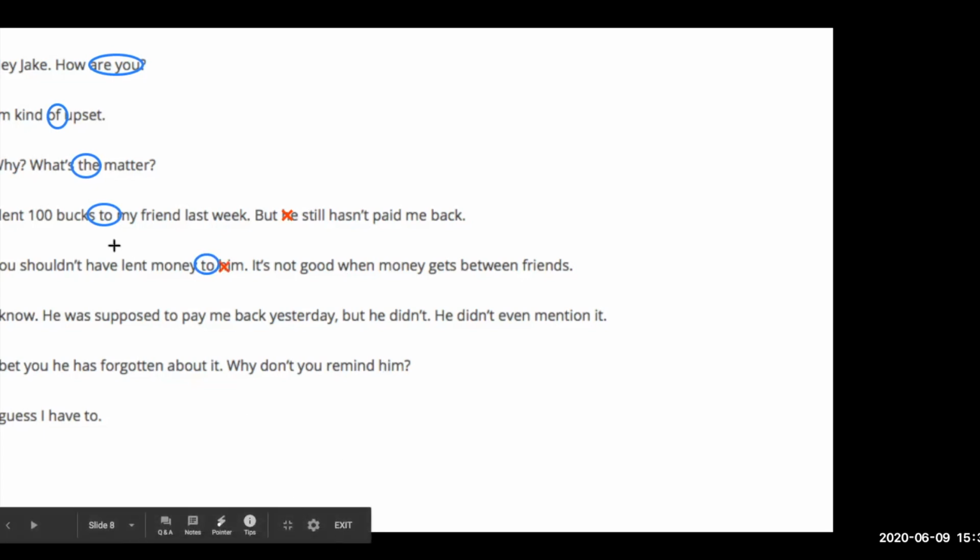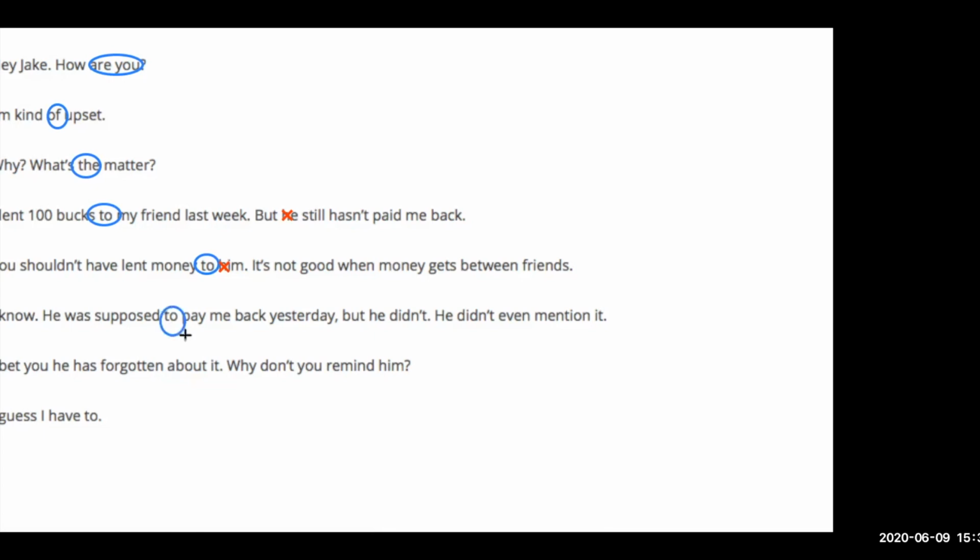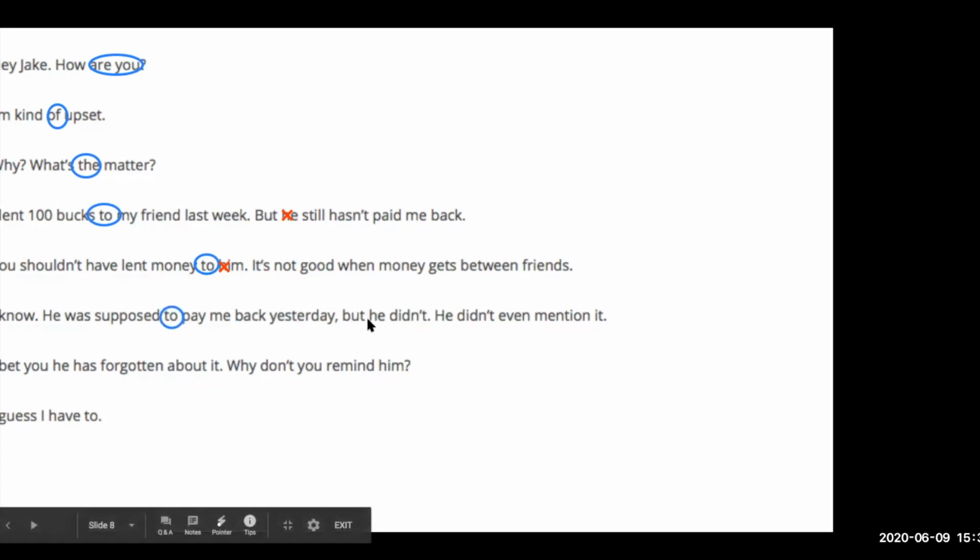It's not good when money gets between friends. I know. He was supposed to pay me back yesterday, but he didn't. He didn't even mention it. I bet he has forgotten about it. Why don't you remind him? Right? And then of course, here, get rid of that H sound. I guess I have to. Have to. Now, sometimes when you see have to together, it kind of looks like this, hafta.